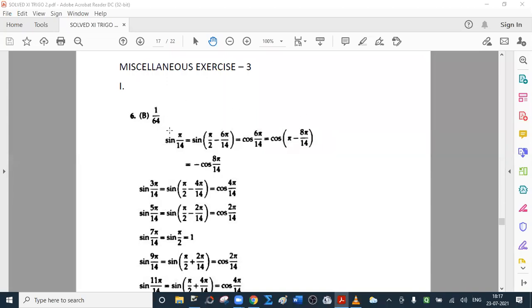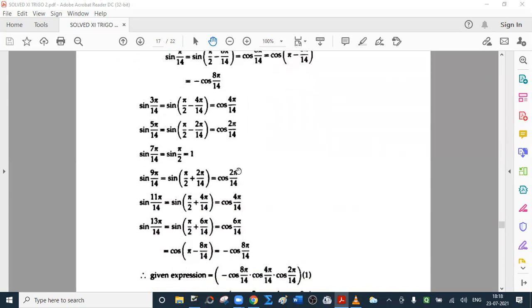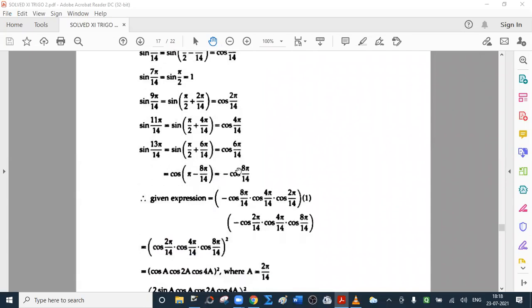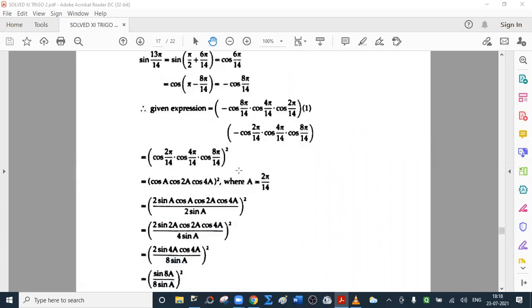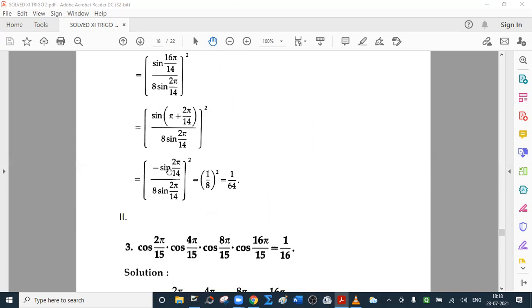Sixth MCQ: the value of sine pi by 14 into sine 3 pi by 14 into sine 5 pi by 14 into sine 7 pi by 14 into sine 9 pi by 14 into sine 11 pi by 14 into sine 13 pi by 14 is. Answer is 1 by 64. You just go through this, then we'll discuss the solution. So 1 upon 64 is the answer.